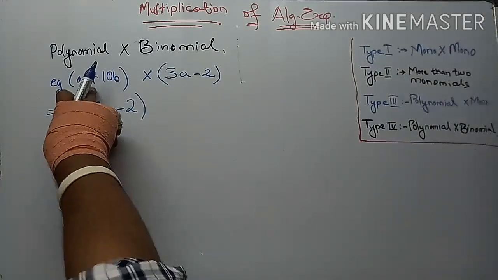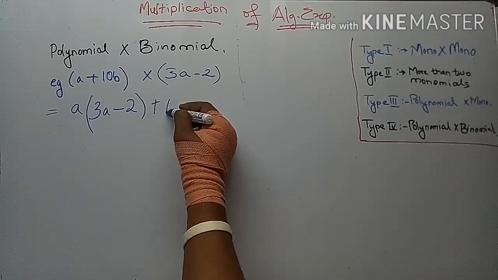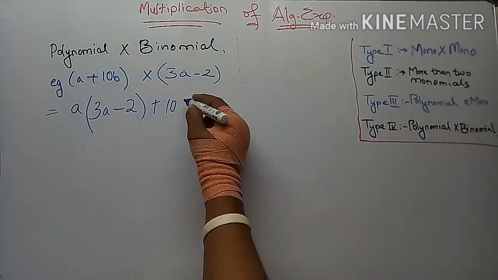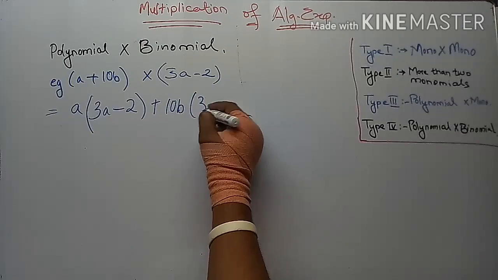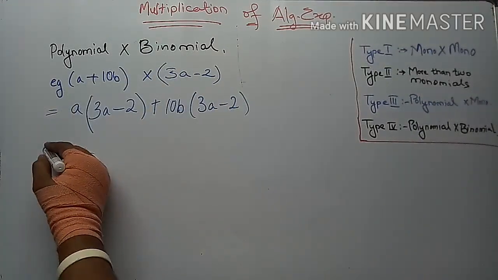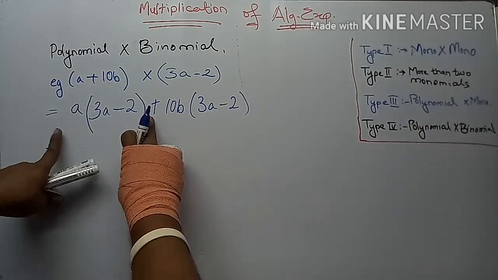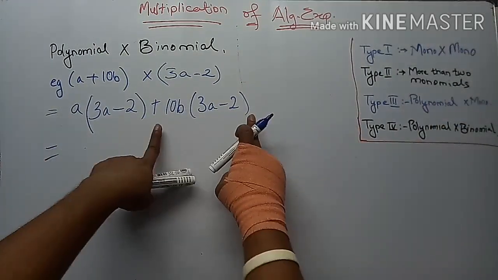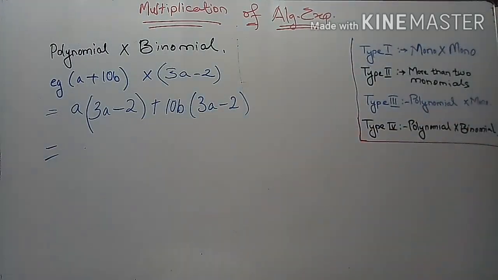Now what is left over here? Plus 10b will also be multiplied by this whole bracket. That is the distributive property. Okay, you are distributing while multiplying. Now consider this as my third type, and you will realize that it's simple to solve from now on.